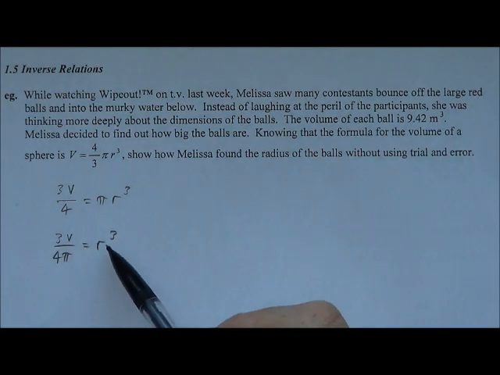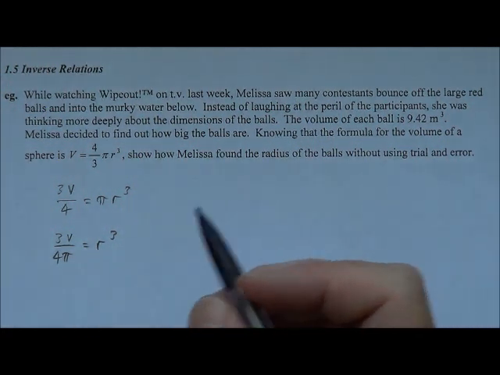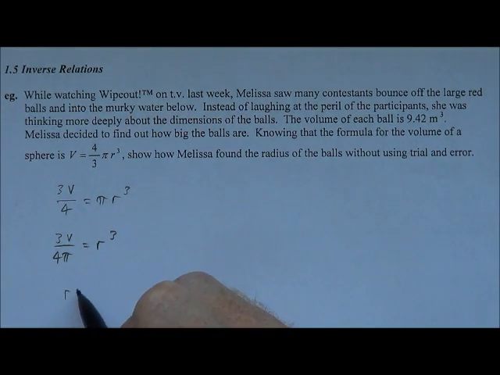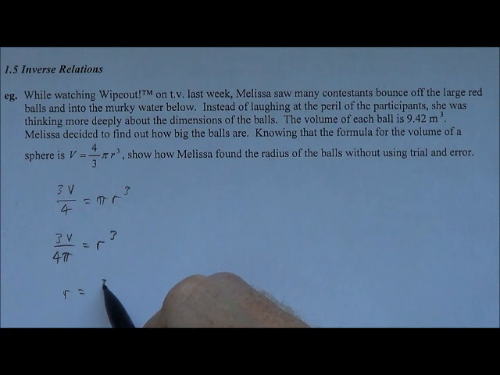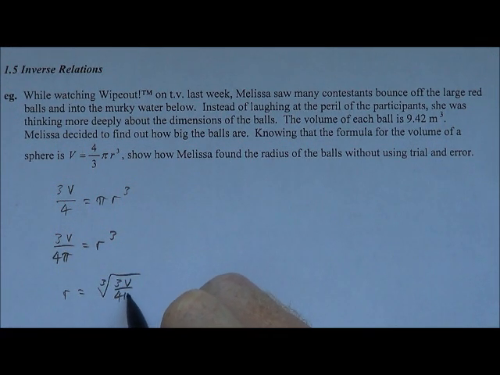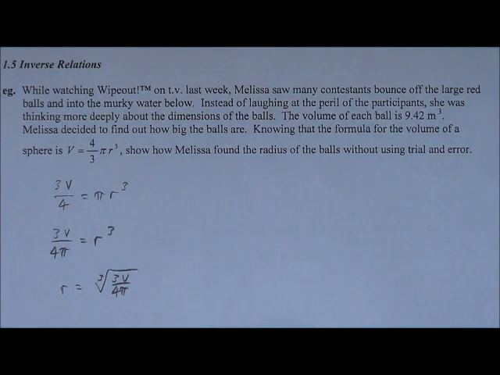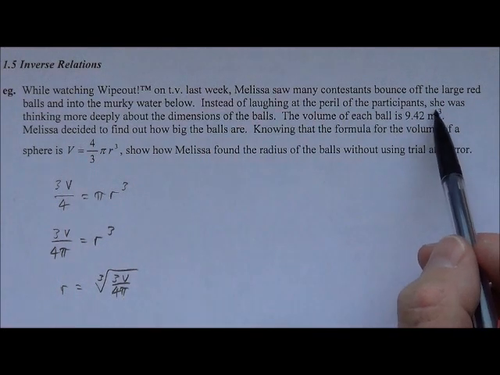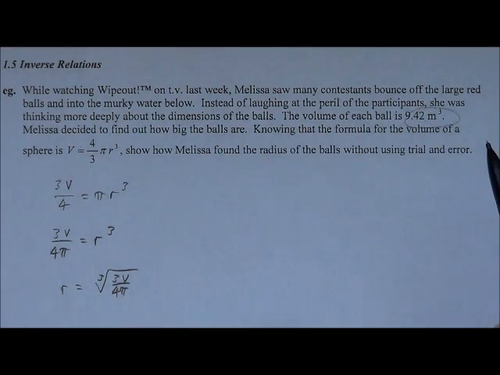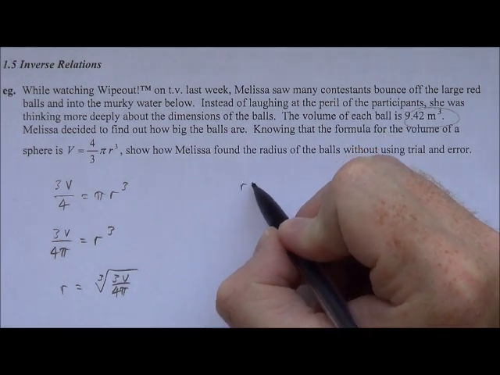And then you want to find r. I'm going to turn this around and take the cube root of both sides. So we get r equals the cube root of 3v over 4 pi. Okay? And then to find the actual radius, all we have to do is substitute in 9.42 for the volume there. Okay, so let's do that.